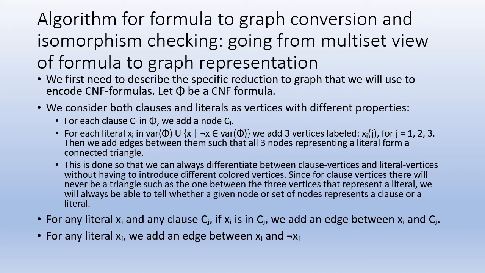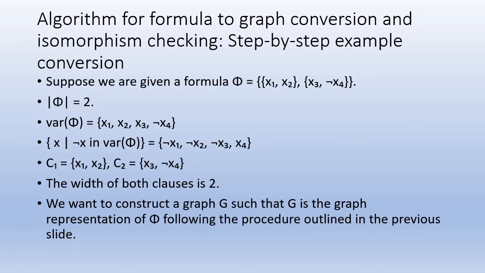For any literal xi and any clause cj, if xi is in cj, we add an edge between xi and cj. And for any literal xi, we add an edge between xi and its negation. Note that the construction described in the past slide preserves isomorphism. We will now go through an example conversion.